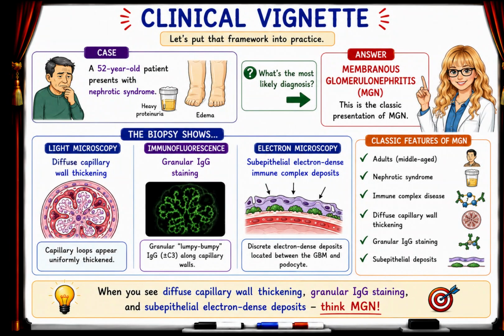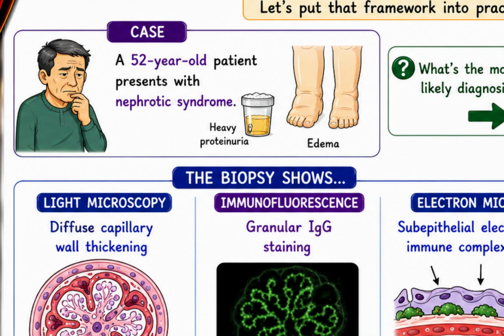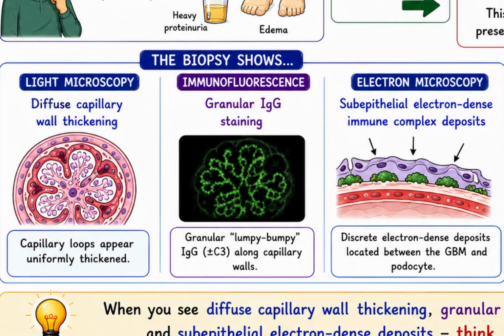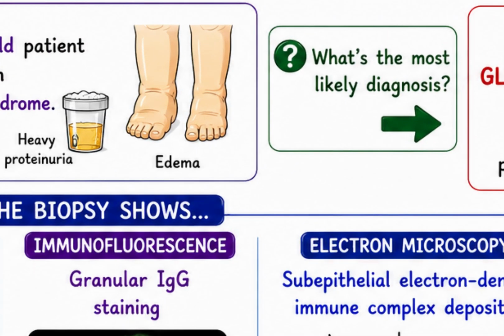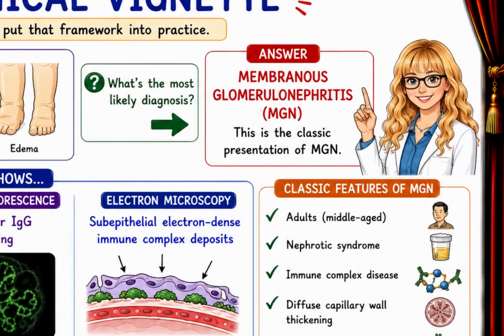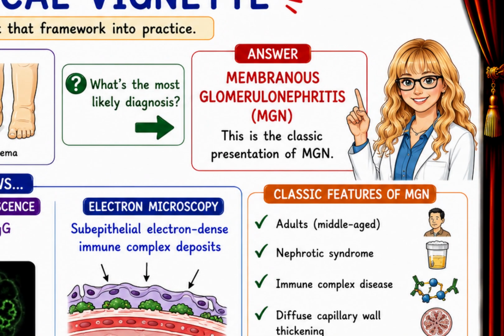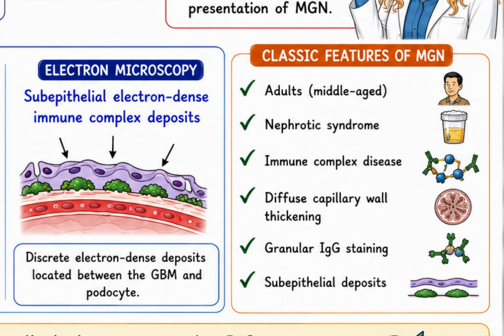So let's put that framework into practice. A 52-year-old patient presents with nephrotic syndrome. The biopsy shows diffuse capillary wall thickening, granular IgG staining, and subepithelial electron-dense immune complex deposits. What is the most likely diagnosis? Membranous glomerulonephritis. This is the classic presentation of MGN.